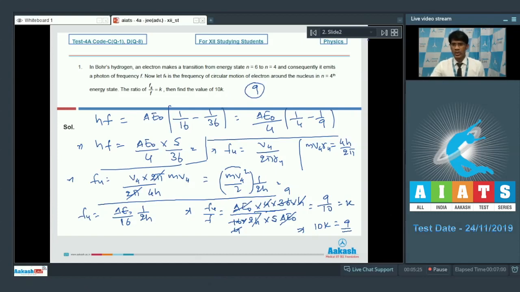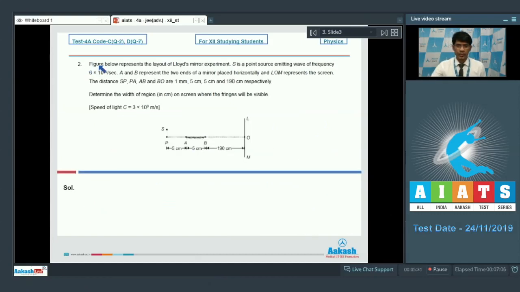Now let's proceed to question number 2. In question number 2, the figure below represents the layout of Lloyd's mirror experiment. S is a point source emitting wave of frequency 6 into 10 to the power 14 per second. A and B represent the two ends of a mirror placed horizontally, and LOM represents the screen. The distances SP, PA, AB and BO are 1 mm, 5 cm, 5 cm and 190 cm respectively. Determine the width of the region in centimeter on the screen where fringes will be visible.